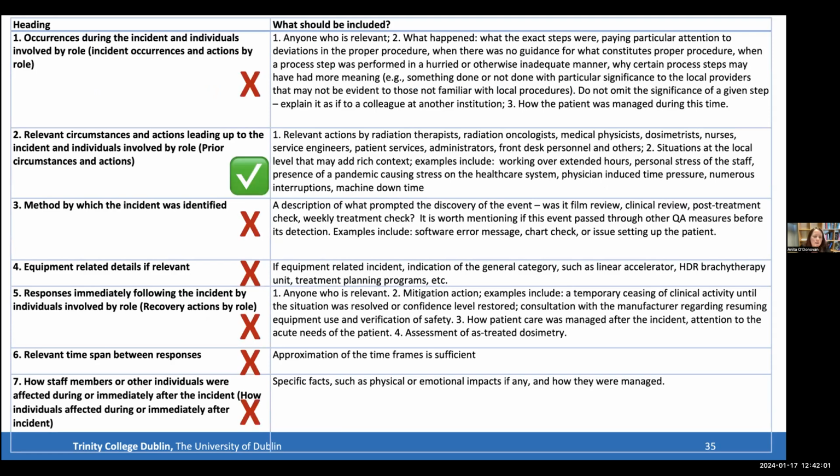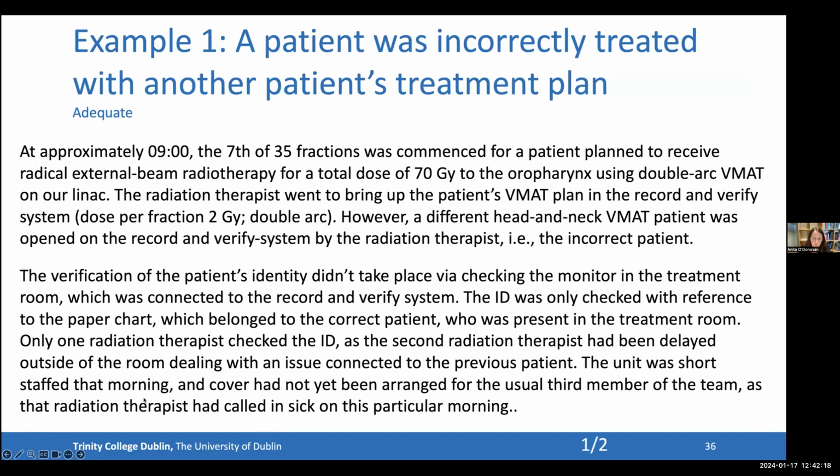And just to highlight that in terms of the inadequacy, we felt there wasn't enough detail to understand what actually happened. And it did include some information on relevant circumstances and actions leading up to the incident. But again, it kind of excluded most of these other categories.